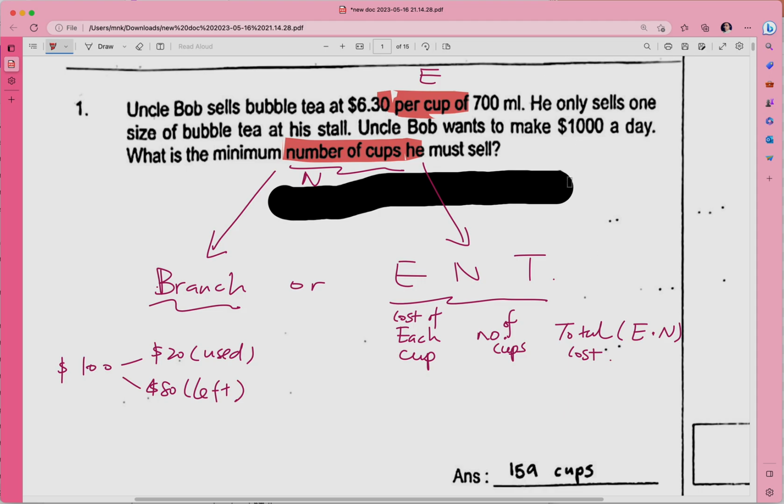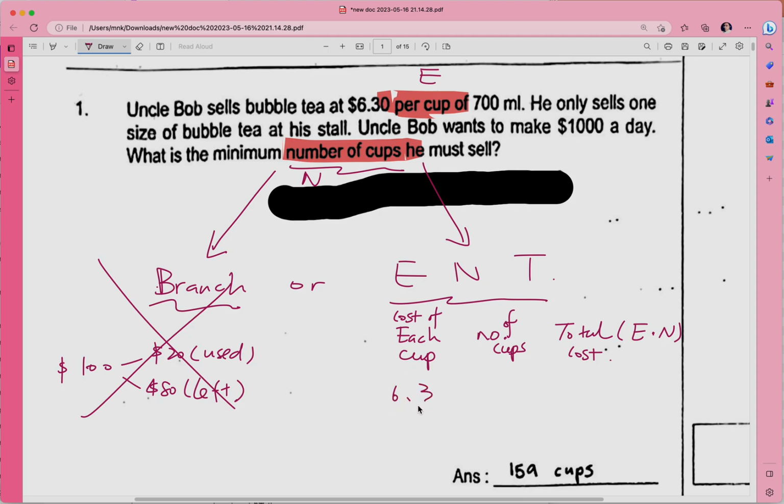Do you see any element of the branch structure in the question? I don't think so, right? So that's the reason why for this question you should use ENT, not branch. So if you decide to use ENT, you just write down your E, which is 6.30.